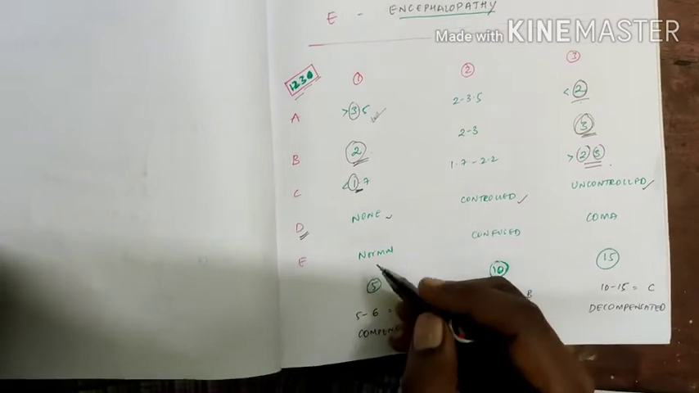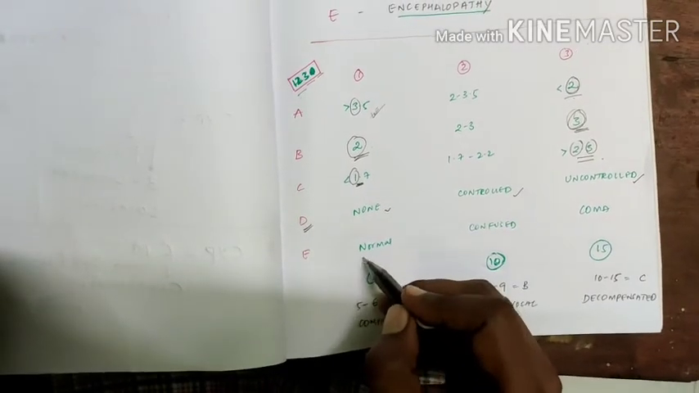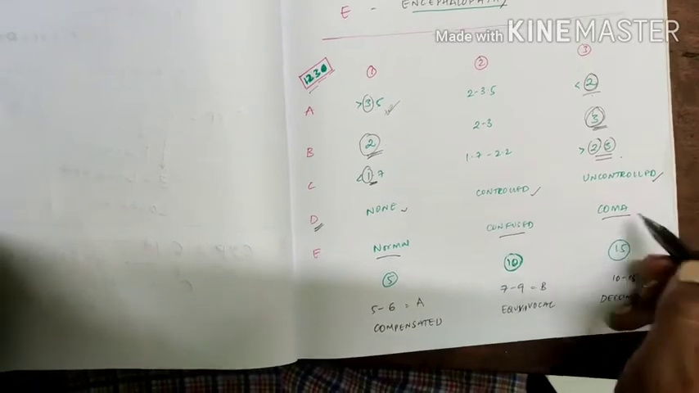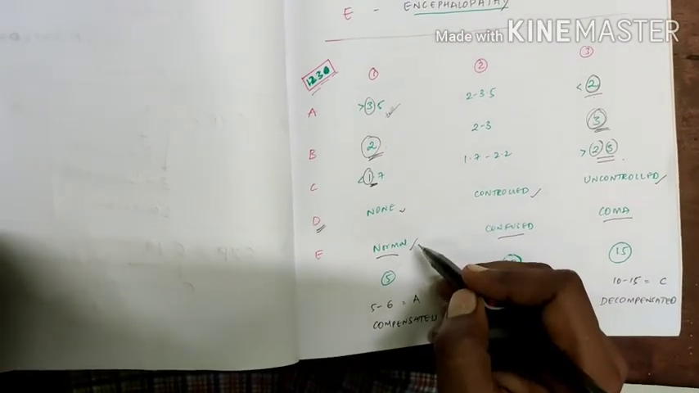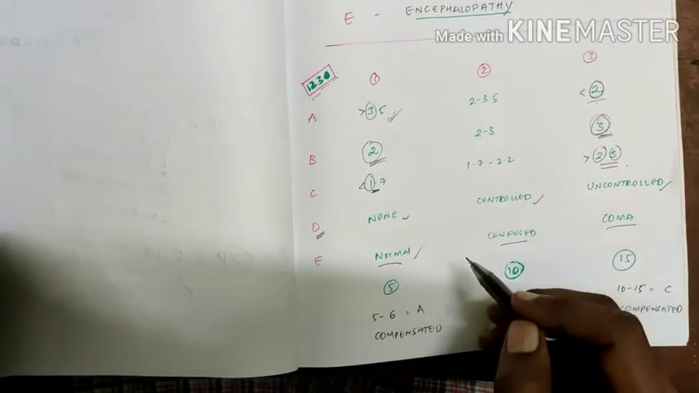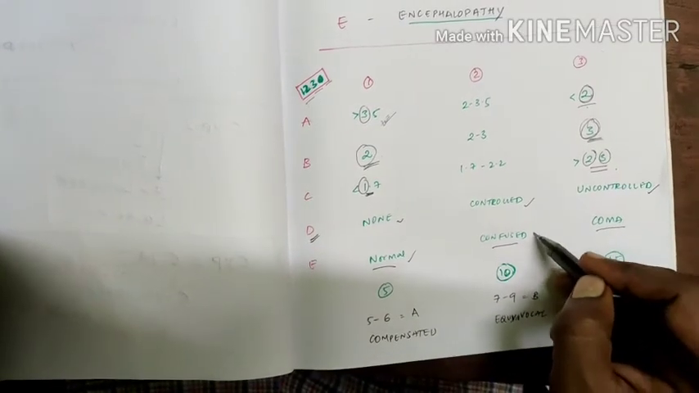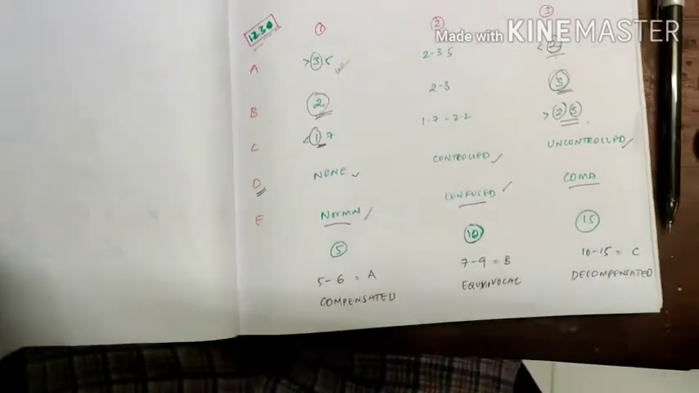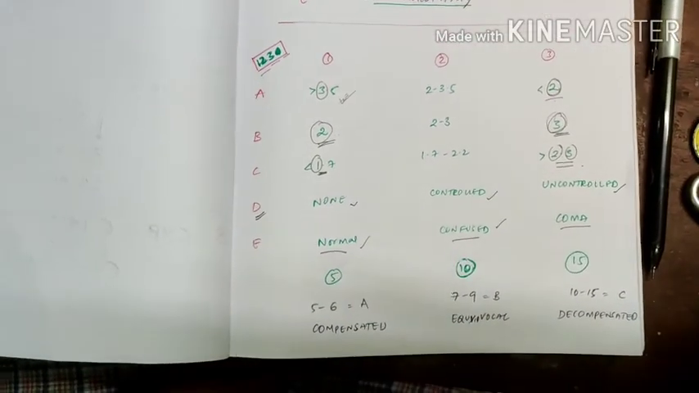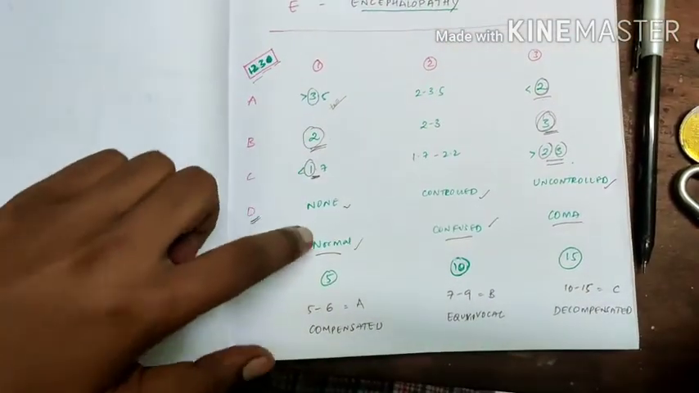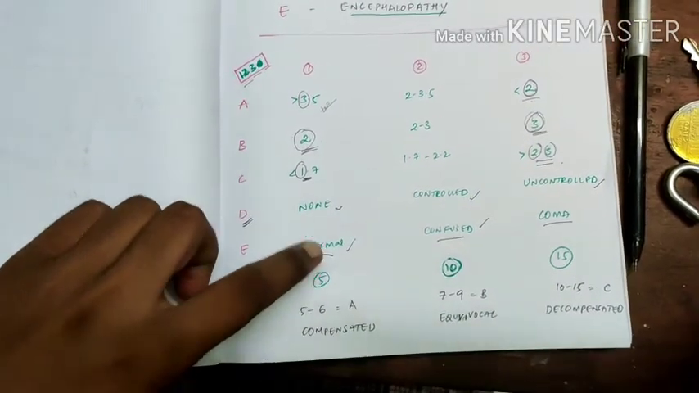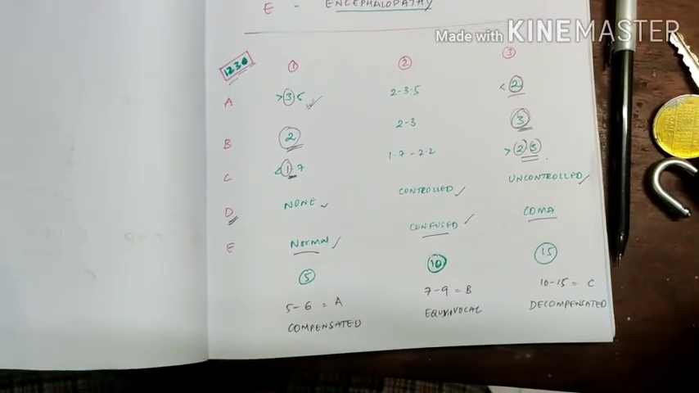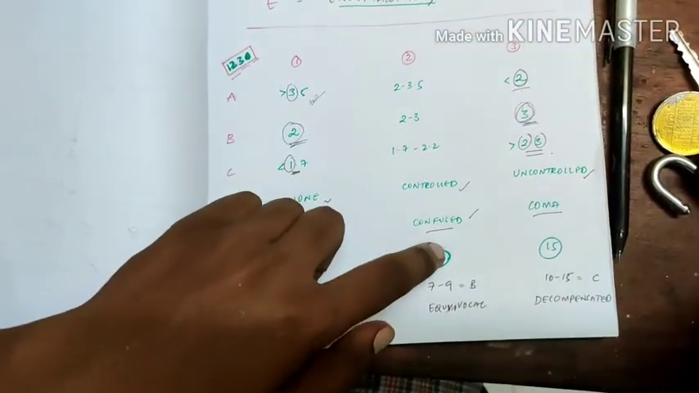And encephalopathy. In encephalopathy, he'll be normal or confused or in coma. For normal, no encephalopathy, give 1 mark. For a confused state, you give 2 marks. For a coma state, you give 3 marks, right? Now, if you add all ones, the minimum score is 5. If you add all 3s, the maximum score is 15, right? If you add all 2s, the score is 10.